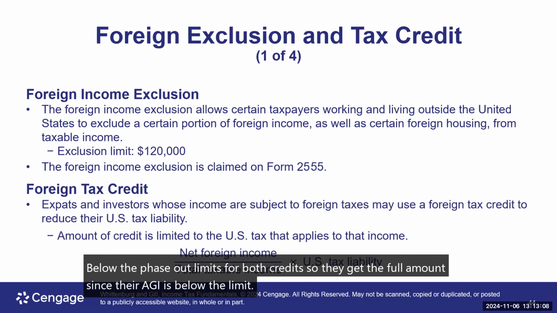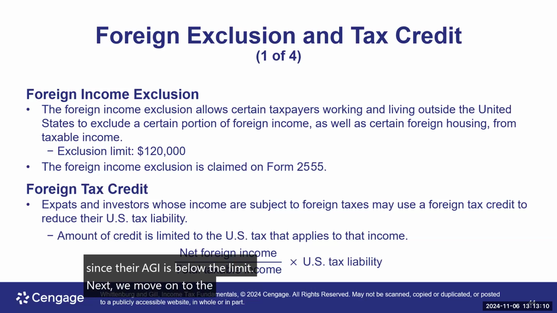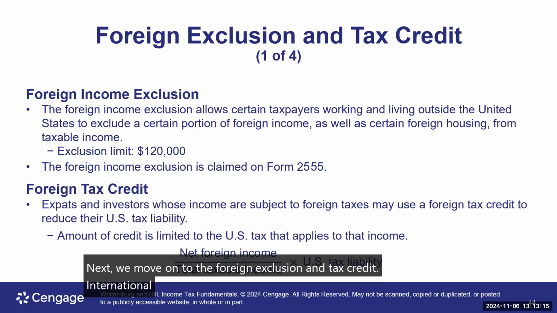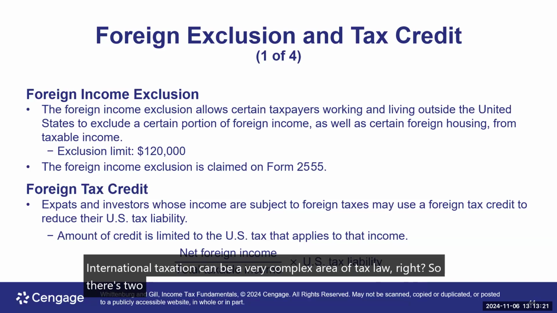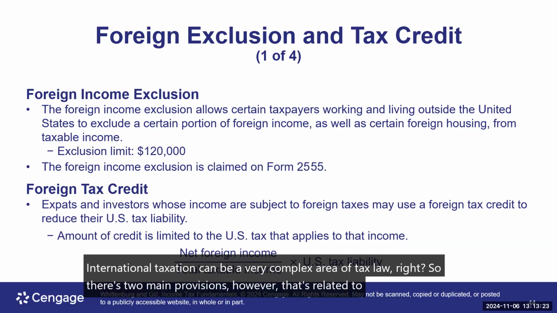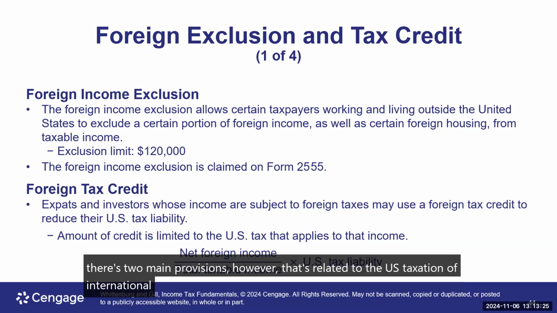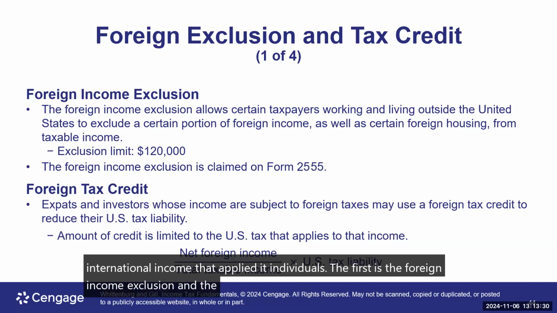Next, we move on to the foreign exclusion and tax credit. International taxation can be a very complex area of tax law, right? So there's two main provisions, however, that are related to the U.S. taxation of international income that apply to individuals. The first is the foreign income exclusion, and the second is the foreign tax credit.